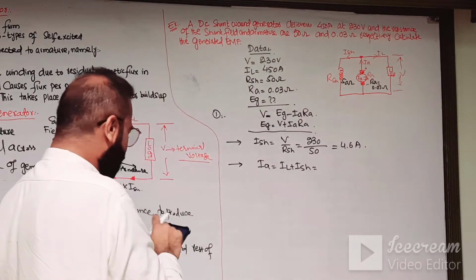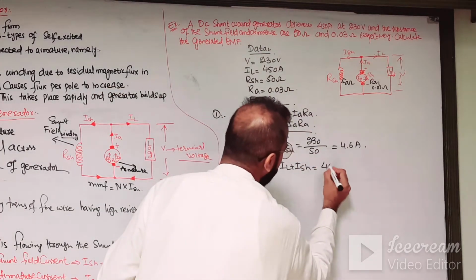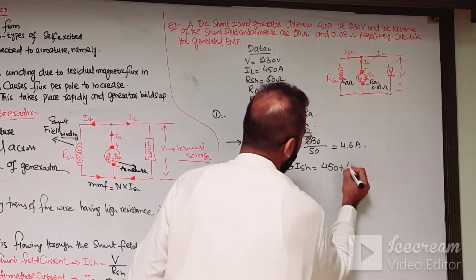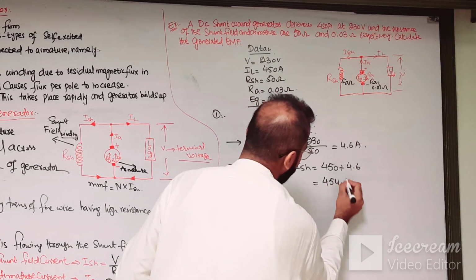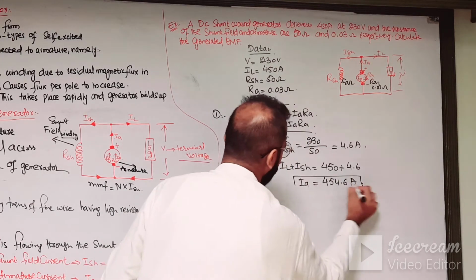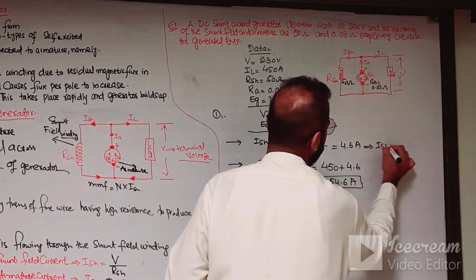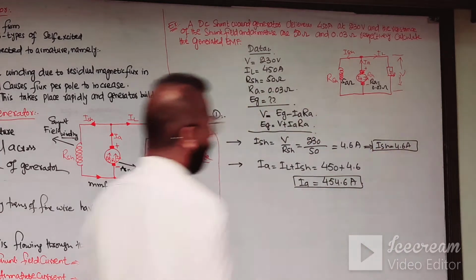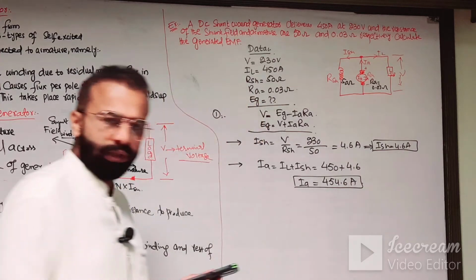So what is the value of IL over here? 450, plus what is the value of I shunt? 4.6. So this will be 454.6 ampere, which is the armature current, and this is the I shunt, which is 4.6 ampere. So we have calculated the armature current and the shunt field current.